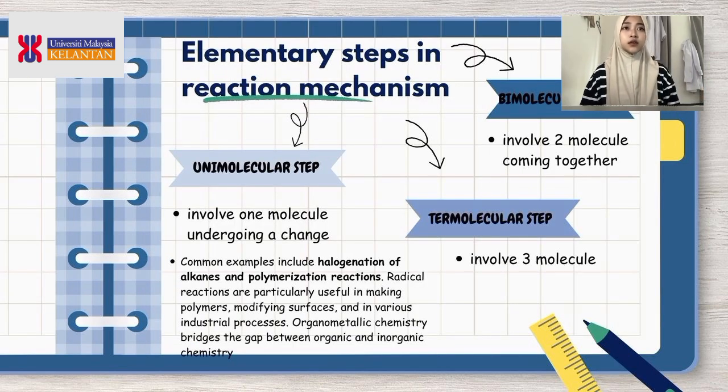Elementary steps in a reaction mechanism are: first, unimolecular step, which involves one molecule undergoing a change. Second, termolecular step, which involves three molecules. And lastly, bimolecular step, which involves two molecules coming together.